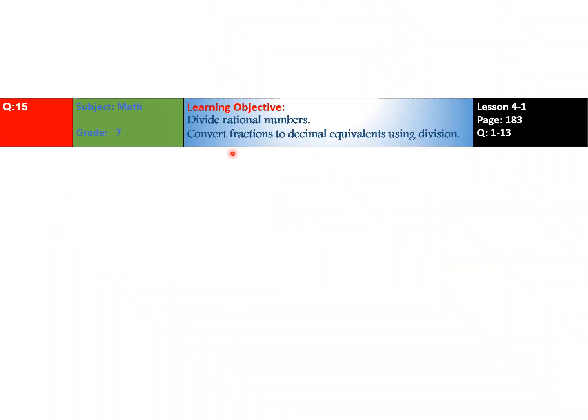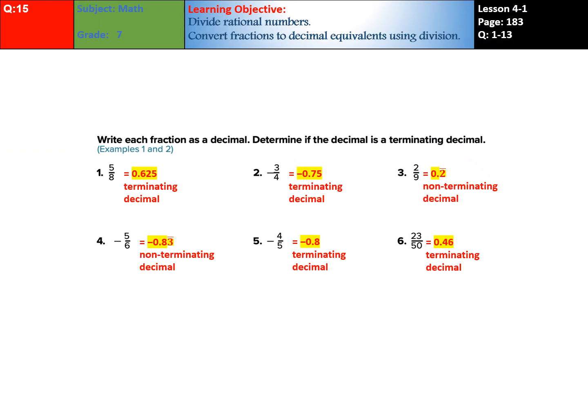Divide rational numbers, convert fraction to decimal equivalent using fractions. In this lesson, basically we will see the rational number. What are rational numbers? All numbers which can be written in the form of a fraction are called rational numbers. Here we will write the rational number as a decimal and we will see is it repeating or non-repeating, terminating or non-terminating. In this lesson, you have to write the fraction as a decimal. How you can find? You have to keep the numerator inside and divide with the denominator.